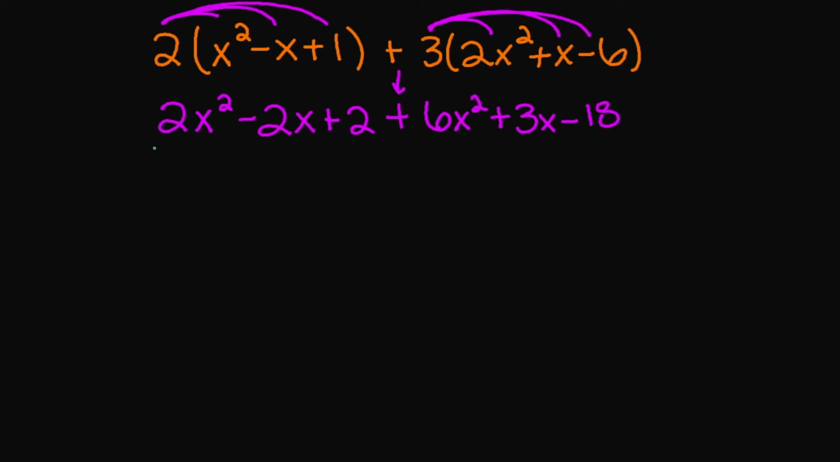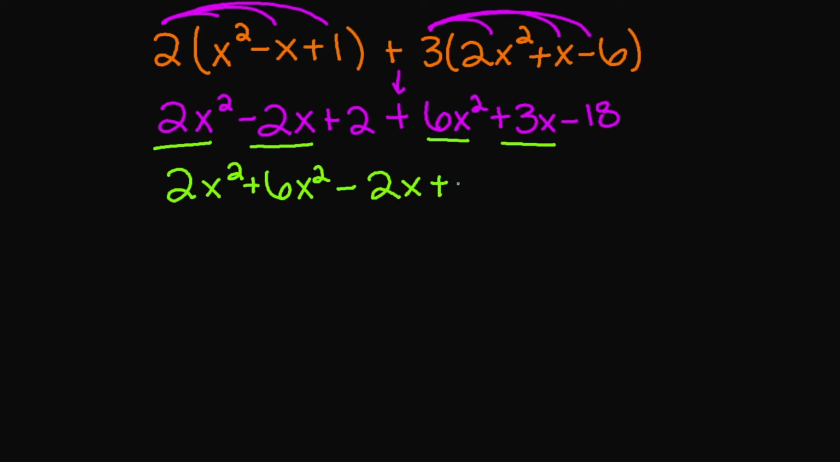So I have x squared here and x squared here. So I'm going to write 2x squared plus 6x squared. Then we have negative 2x and a positive 3x. So I'm going to write negative 2x plus 3x. And then we have positive 2 and minus 18. So I'm going to write plus 2 minus 18. Now that my like terms are next to each other, let's actually combine our like terms.